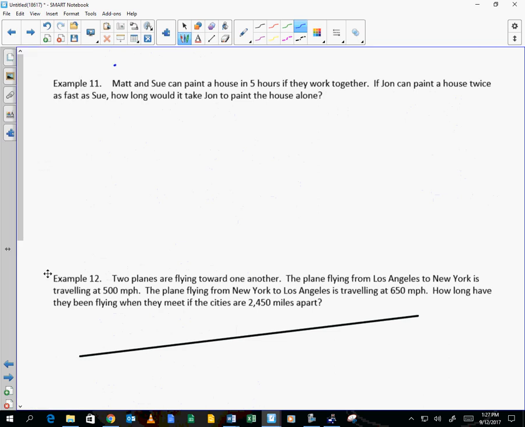Well, now Matt and Sue, they can paint a house together in 5 hours. They're professionals. John enters the problem again, apparently. We'll say Matt, because I must have been watching the Vikings game again when I was doing this. So Matt and Sue can paint a house in 5 hours if they work together. If Matt can paint a house twice as fast as Sue's slow, how long would it take Matt to paint the house alone?